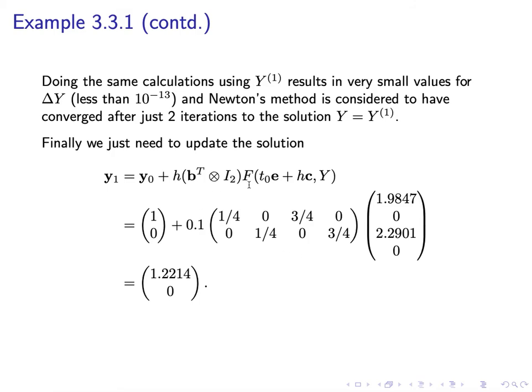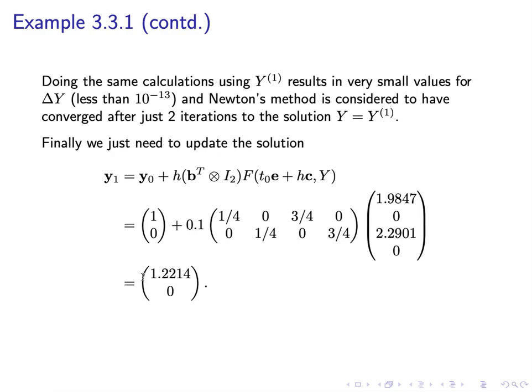If we plug those into our updated solution for our implicit Runge-Kutta method, this 2x4 matrix here is B transpose, which remember is a 1x2 matrix, tensor product with a 2x2 identity matrix. That's what we get here. So this is B1 multiplied by I2, and this is B2 multiplied by I2. Perform these calculations and we get our solution for Y1. So this is our solution over one step of 0.1 for that problem.